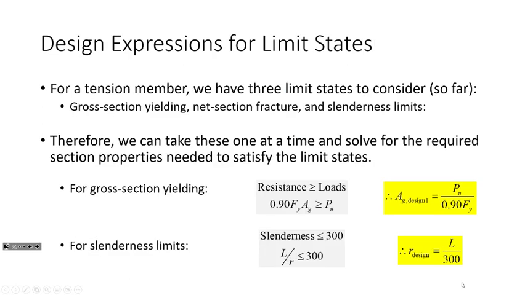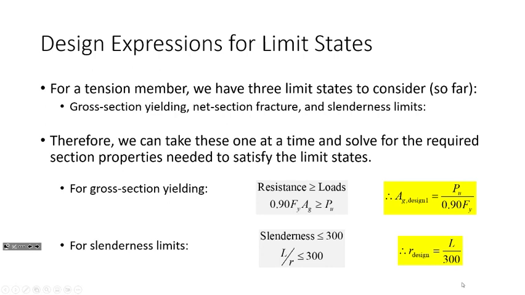Now let me show you how we can go about design pretty easily. So let's say we're talking about gross section yielding. Let's just live in a world where all we cared about was gross section yielding. We don't care about any other limit state. All we have to do is select a member that meets the gross section yielding limit state. Well, we're talking about LRFD, right? So what does LRFD say for gross section yielding? Let's pay attention to this box right here.